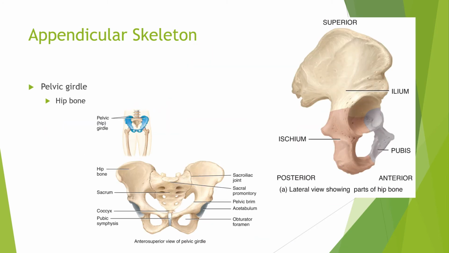The lower extremity is very similar to the upper extremity. For the lower extremity, we have the pelvic girdle that is made up of 2 hip bones that come together at the pubic symphysis. The hip bone is actually the fusion of 3 bones known as the ilium, the ischium, and the pubis.